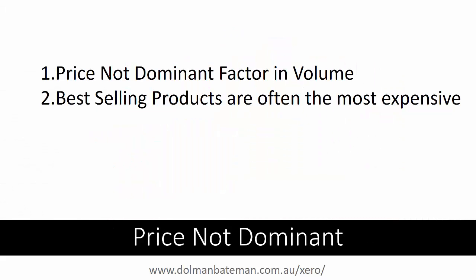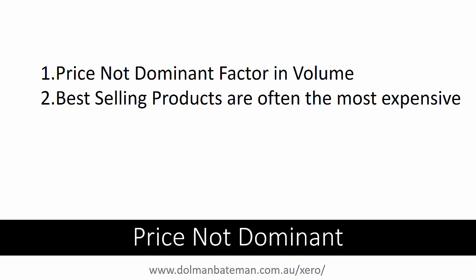One is price is not the dominant factor in volume. In fact, the best-selling products are often the most expensive. So it goes against what most people are thinking, that lower prices are going to sell more. What we can see in Amazon is that's not often the case, and looking at a number of different products, the pattern seems to be fairly familiar. We are either looking at a flat price elasticity curve or something that's kind of moving up.